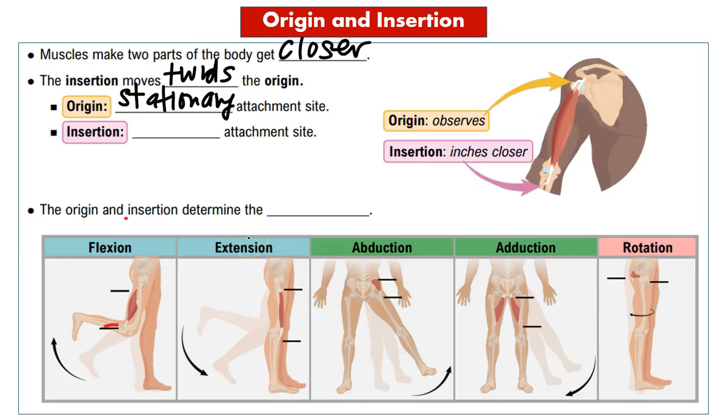Now, the origin is going to be the stationary attachment site. So that's going to be the end of the muscle that's stationary, doesn't move. And the insertion is going to be the mobile attachment site. So that's going to be the muscle end that does move. And how does it move? It gets closer to the origin.